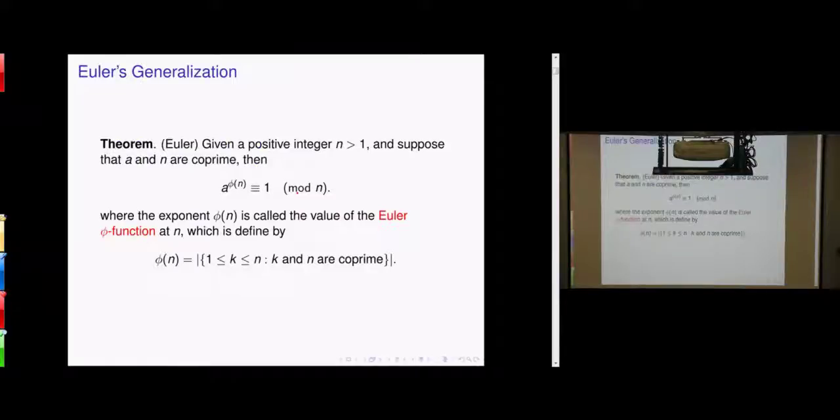So let's start from Euler's generalization. Remember last time we stopped at Fermat's Little theorem. I'll remind you in a moment what is Fermat's Little theorem. It looks very similar to this. That's why we call it Euler's generalization of Fermat's theorem. Okay, so the theorem says this.